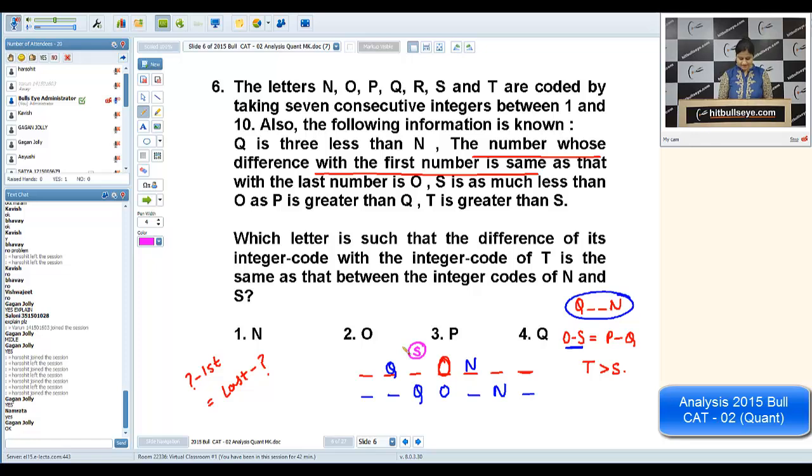Okay, so I can take, if I take S to be here, because S is less than O, it means O and S, they are one space apart. So P and Q, they should be one space apart, and P is more than Q. So I can consider P here. Now T is more than S, so T is here, and we are left with only one letter, that is R. That is the possibility. So that is a possible arrangement for this. I think this is the only possible arrangement for this. Now you can answer your question. This is only hit and try. Is it okay? Satya, Gagan, Namrata?